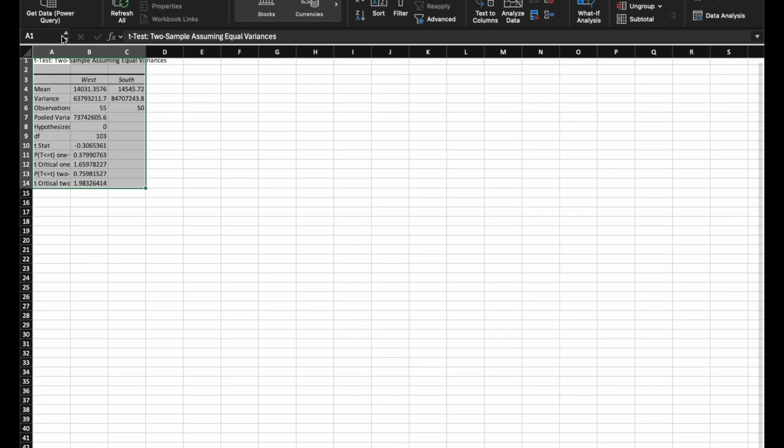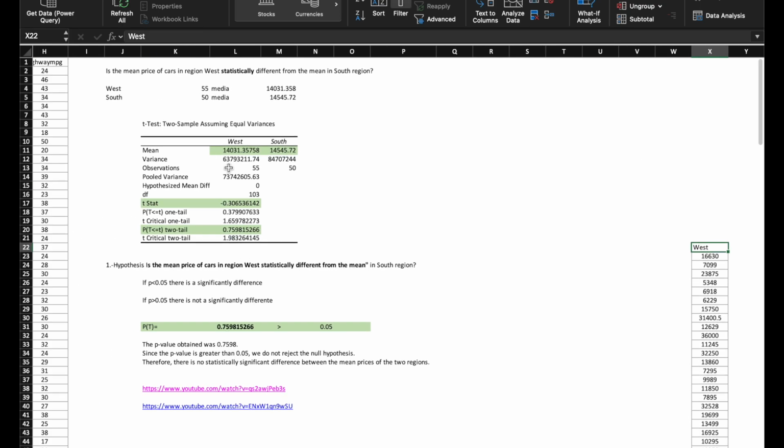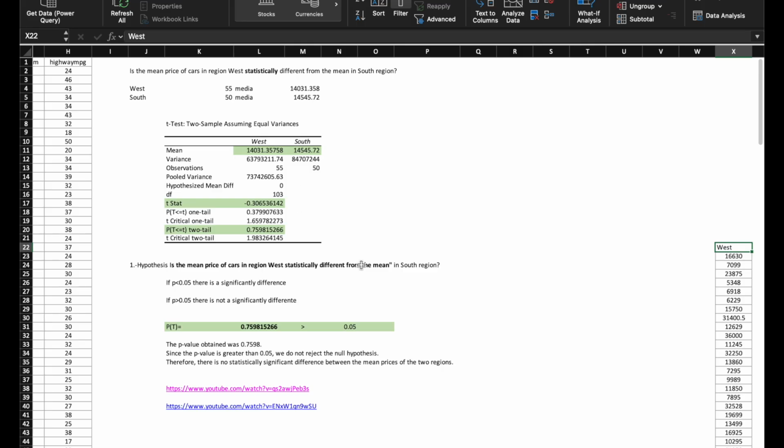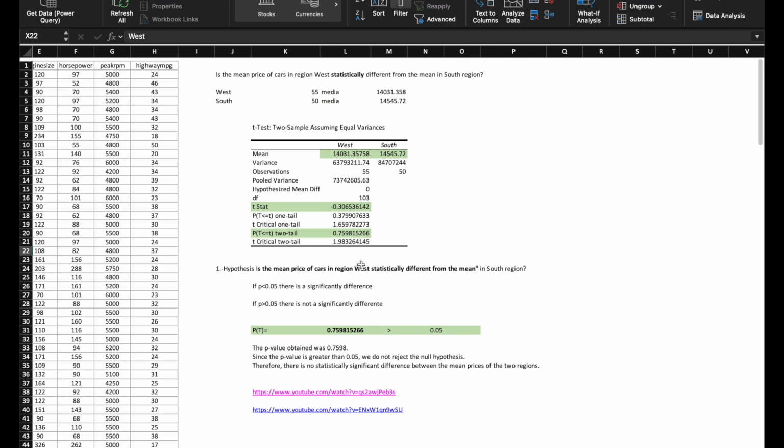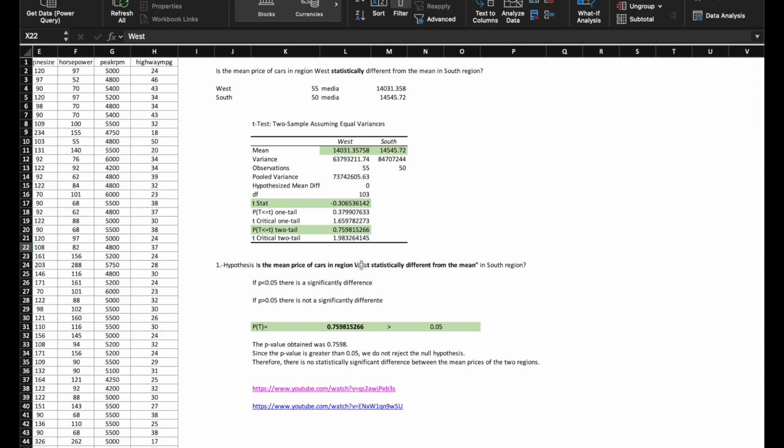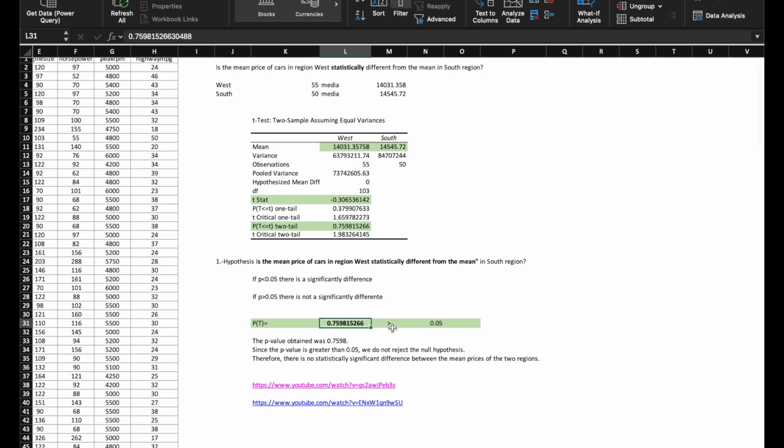And this right here is basically the result. So what do these numbers mean? Basically the west average price is $14,031, and the south price is $14,546. The difference is real, but is it statistically significant? With the p-value we will find out.